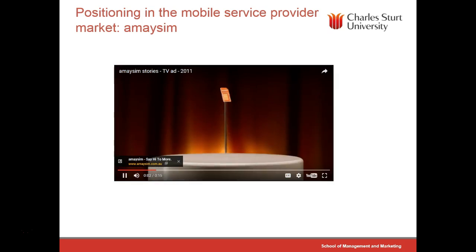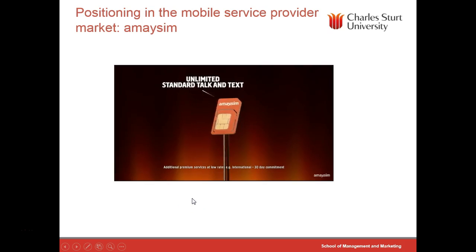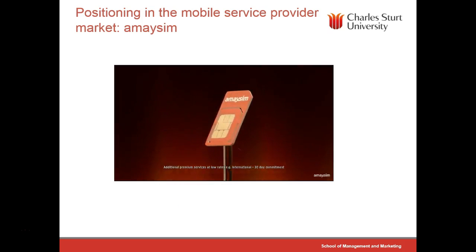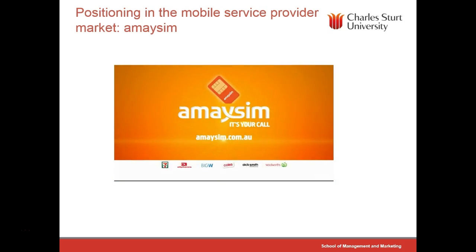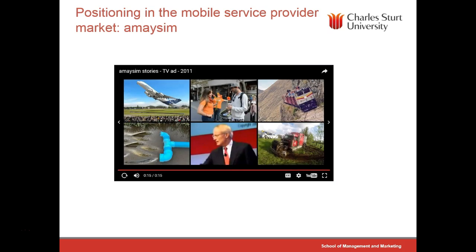Amazing stories. Go Amazing Unlimited for $39.90 a month. Get unlimited standard talk and text Australia-wide. No lock-in contracts. BYO Mobile. Amazing. It's your call.